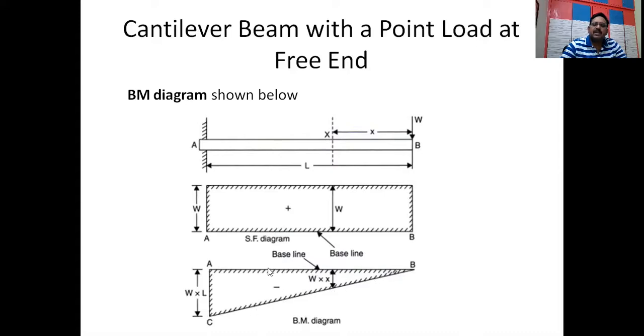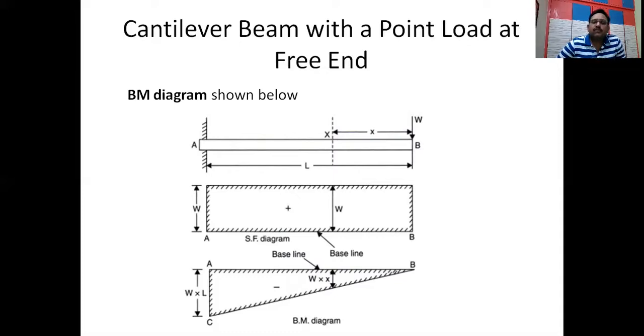And this is the baseline. Below the baseline we have to draw because it's a negative sign. Why negative sign? Because of the convexity at the top, or it is in a clockwise direction. So for the left-hand side, the algebraic sum, the net bending moment, is in clockwise direction, then it should be taken as negative. So this is how you have to draw a bending moment diagram.